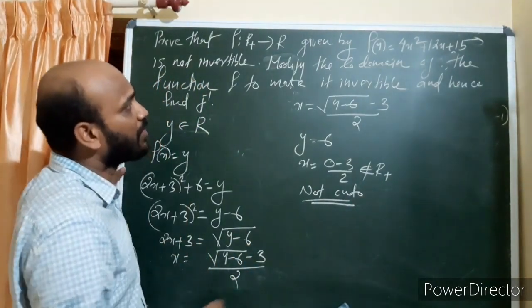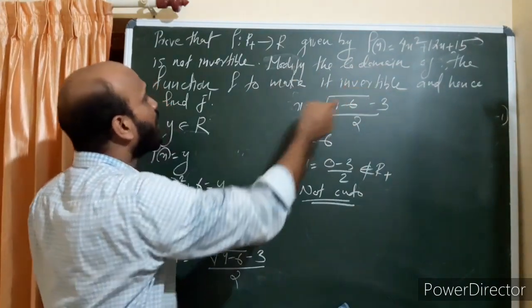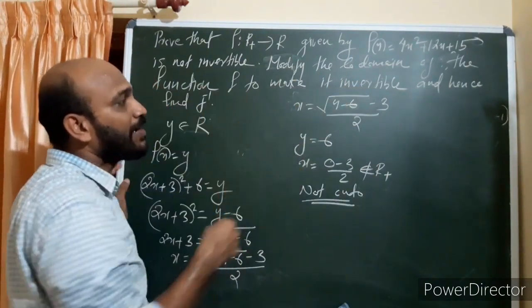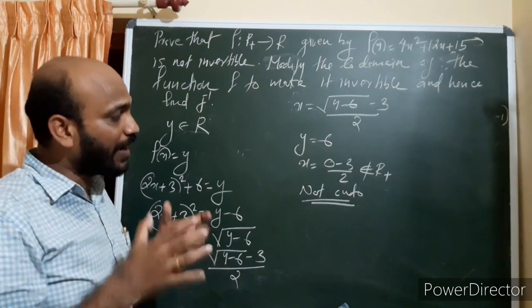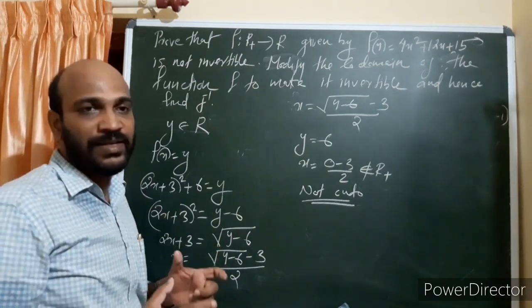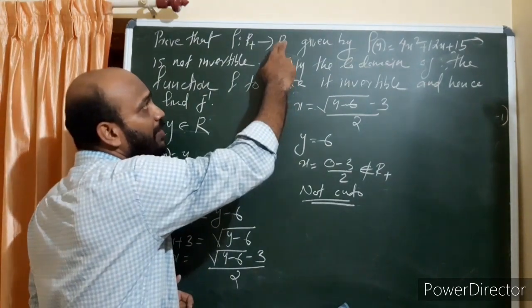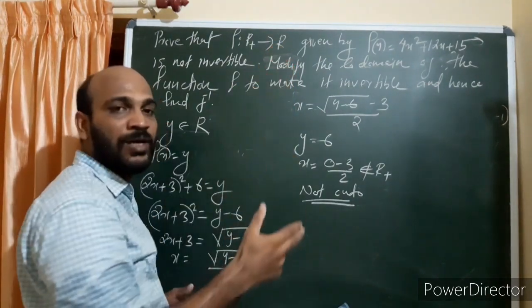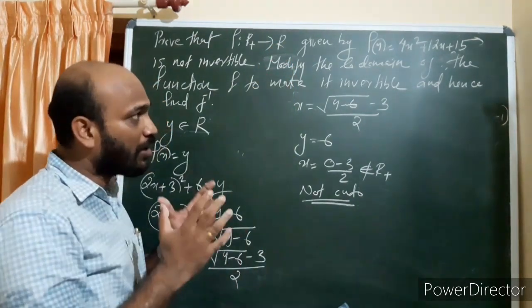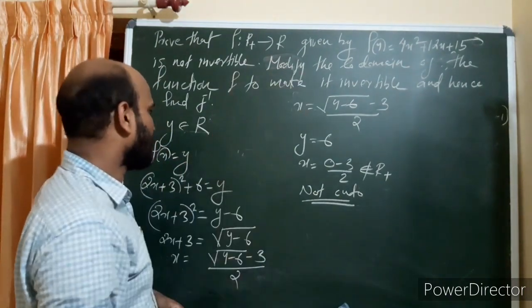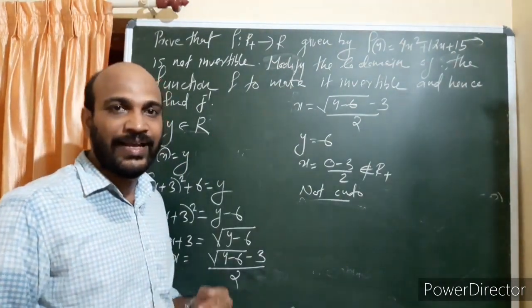Now the second question is to modify the codomain of the function to make it invertible. If range equals codomain, then we can say that the function is onto. So instead of R, we have to write the range here. Then it will become onto. So we have to find the range of that function. Now we will find the range of the function.